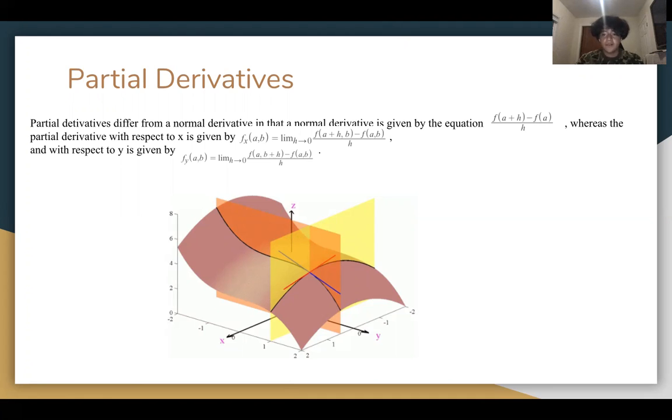Likewise, it uses the same function as the normal derivative. The only difference is that there's a comma b in front of them next to the a. And with respect to y, it's given by the same thing. The only difference is that the plus h moves to the other side, where the b should be. Likewise, a good example of a partial derivative is the graph shown below, in which you can see that the planes are going in their own directions, but they also share a point.